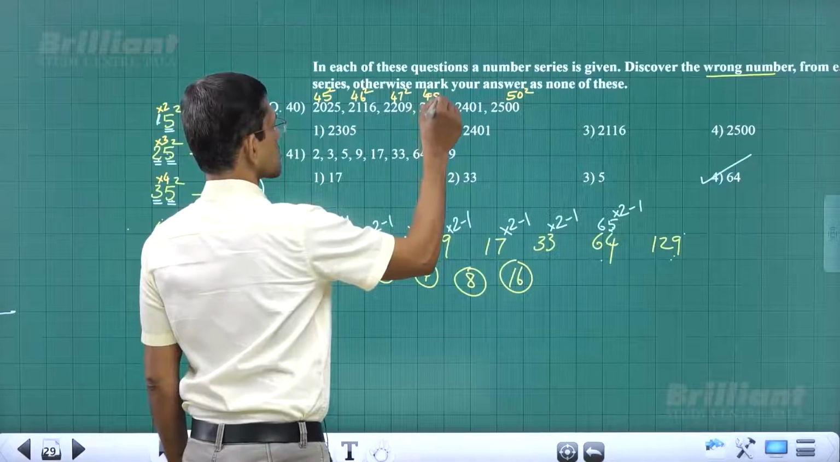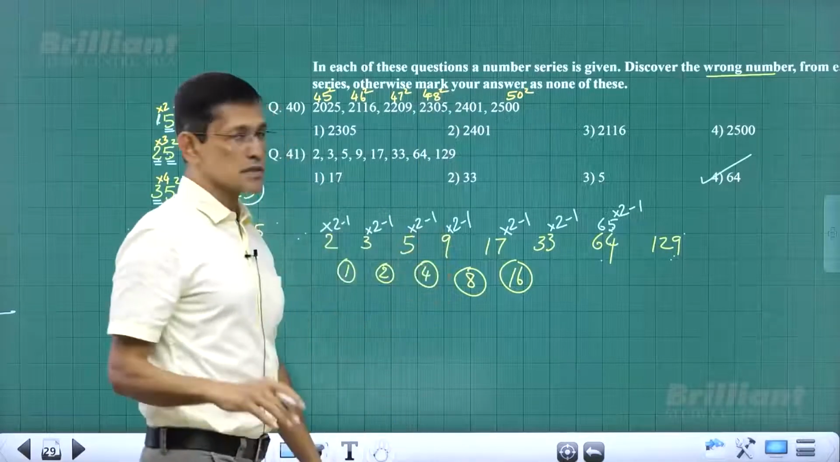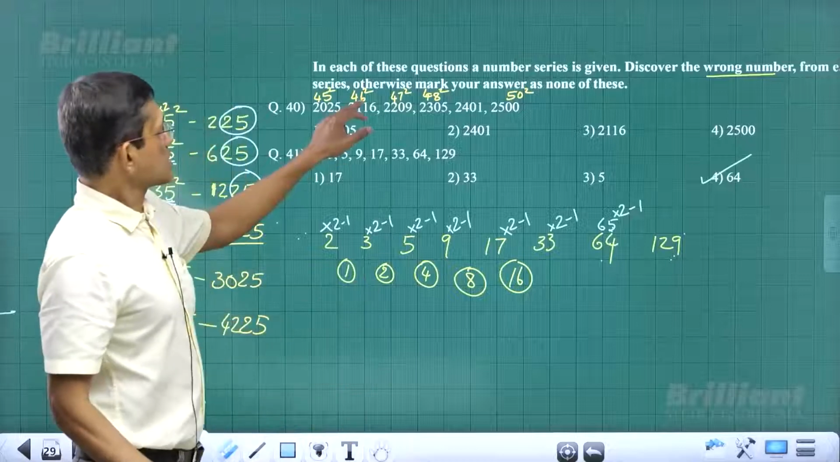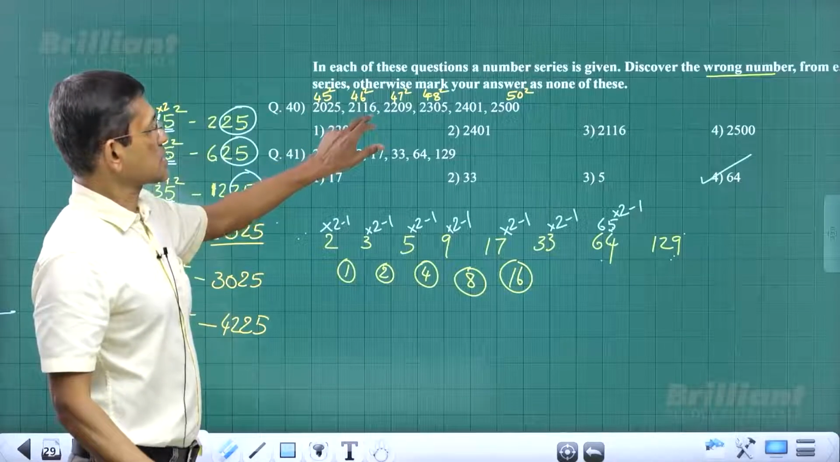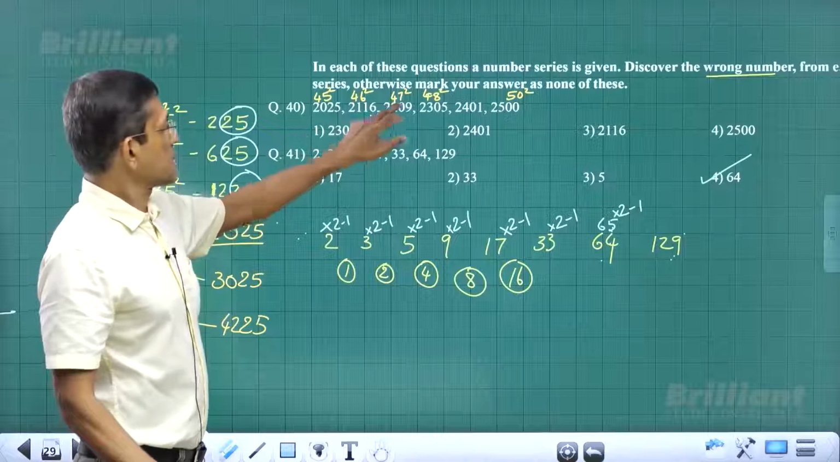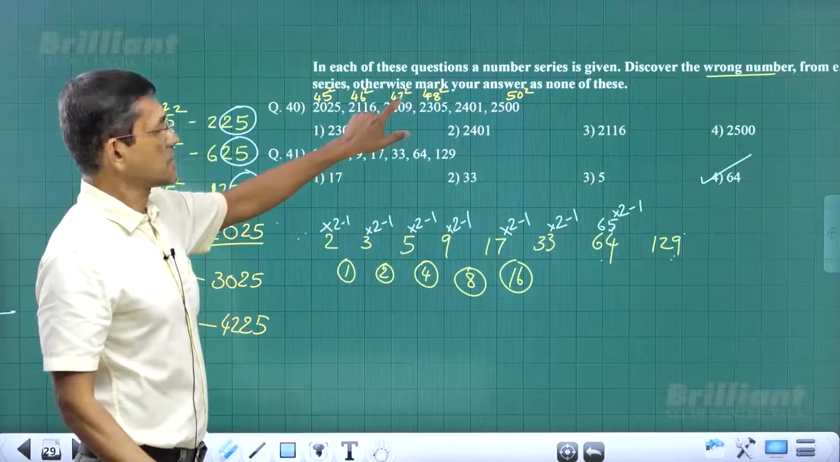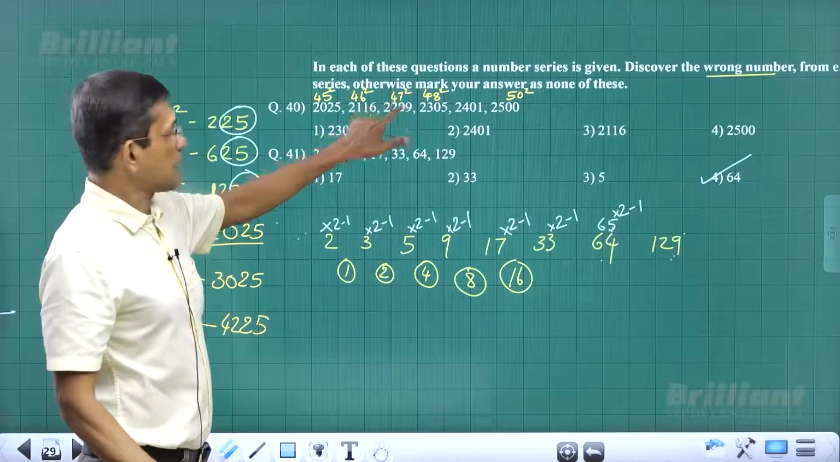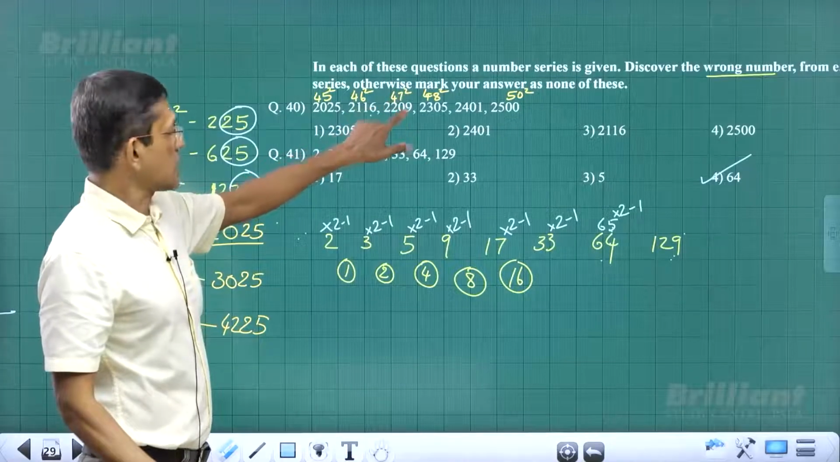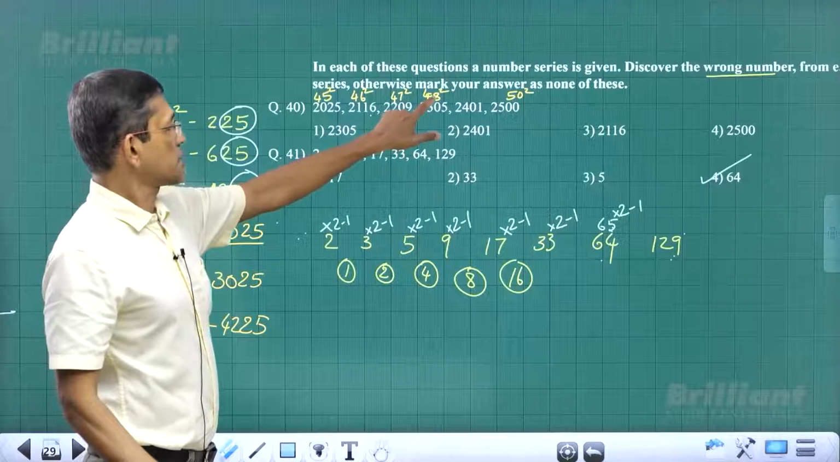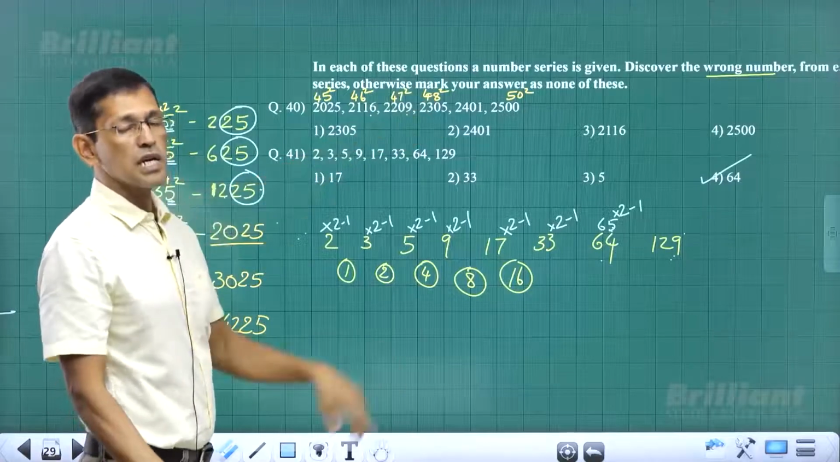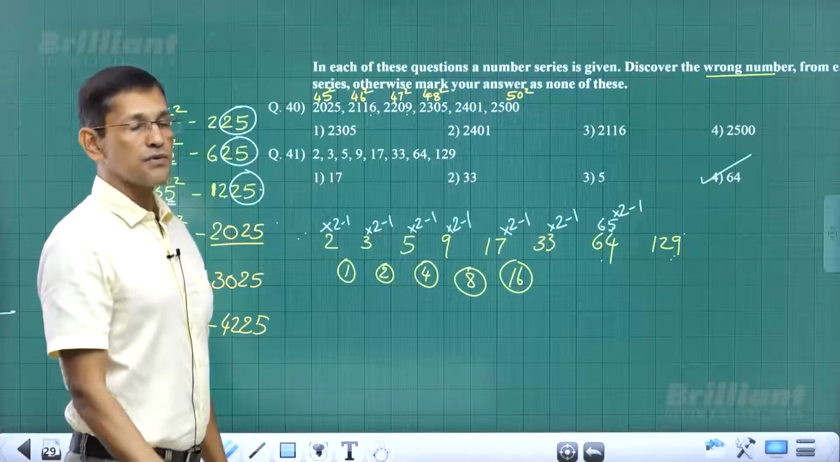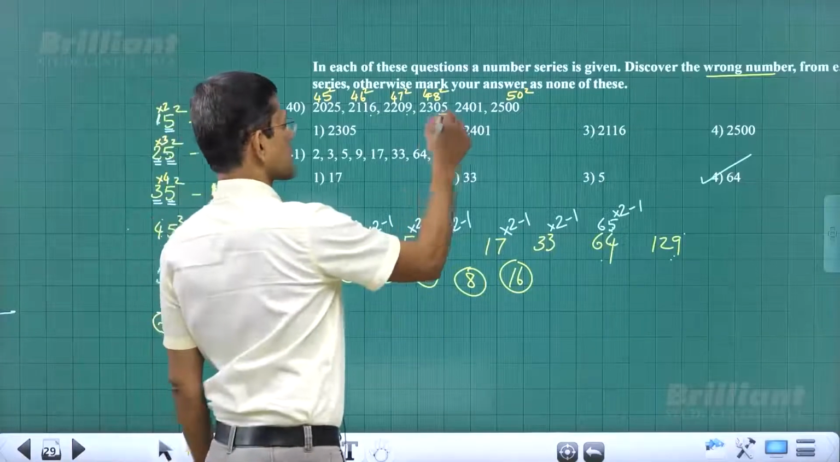That's a simple trick of looking at it just to confirm. This is 46 square, right? So 6 into 6, 36. The last digit is 6 here. This is 47 square. So 47 into 47. 7 into 7 is what? 49. So last digit must be 9. Here it's 48. 48 into 48. Well, 8 into 8, 64. So last digit must be 4 here.